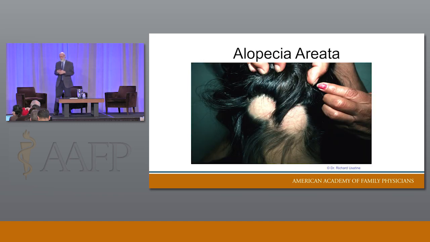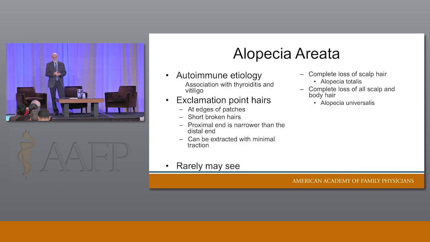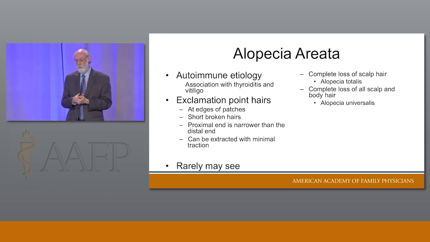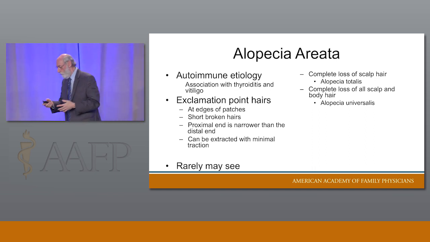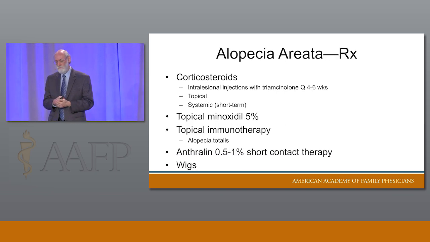Alopecia areata, another autoimmune process. Hair comes out typically in patches. If you pull out one of those hairs from that patch, look at a microscope, it has a narrow proximal end and a bulbous distal end, an exclamation point hair, as they say. Rarely, all the scalp will be lost of hair. Even more rarely, the whole body hair will be missing.